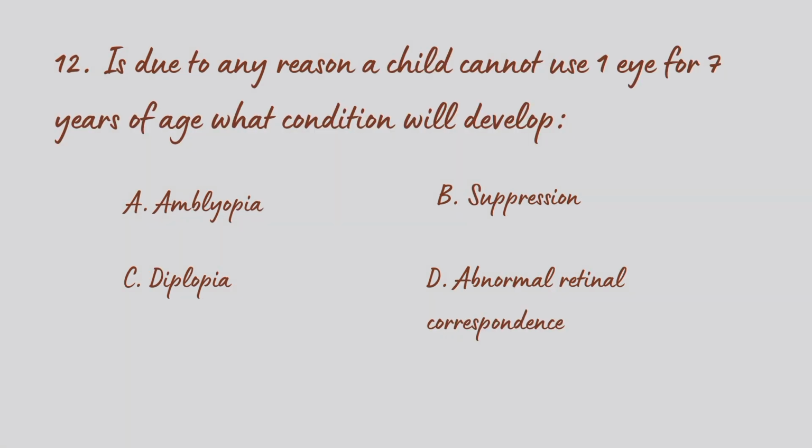Next question, if due to any reason a child cannot use one eye up to 7 years of age, what condition will develop? Option A amblyopia, option B suppression, option C diplopia, and option D abnormal retinal correspondence. Correct answer is option A amblyopia.